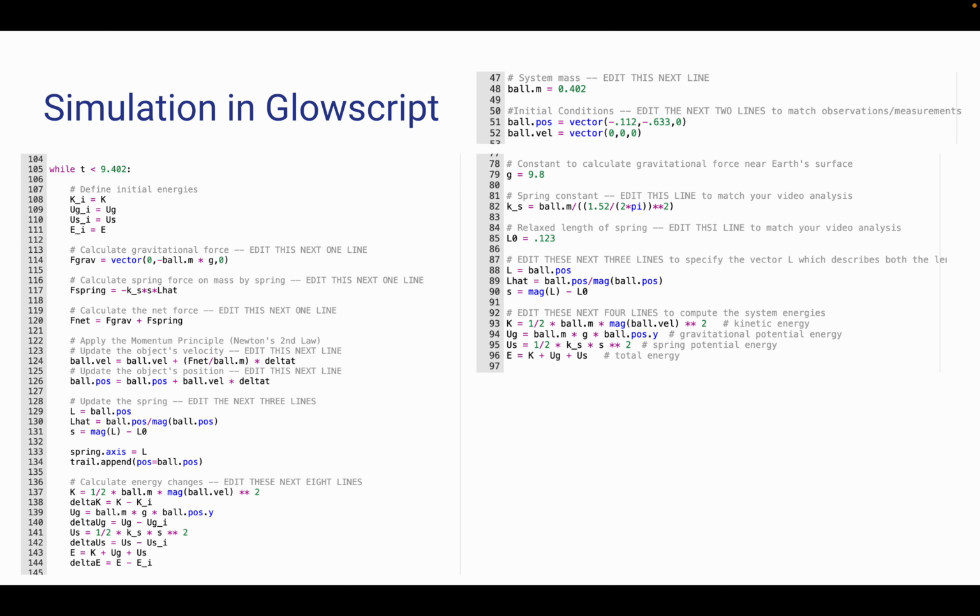And then we updated the energy changes by using the same energy formulas and subtracting from the initial energies, which were given up here. We also updated the final time to be 9.402 seconds.